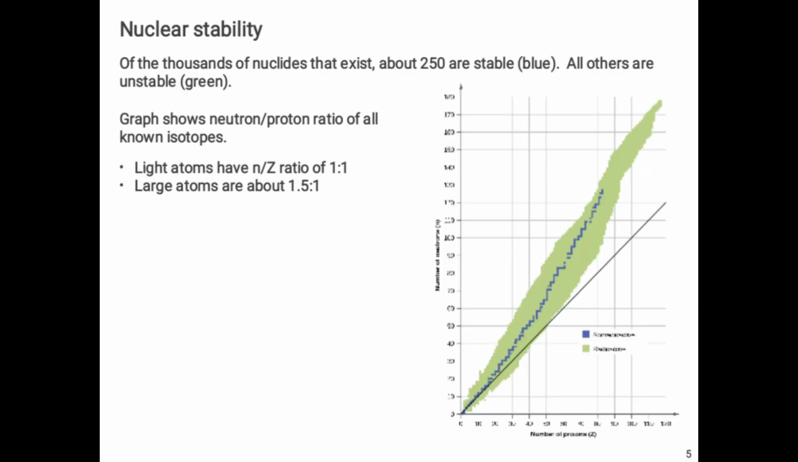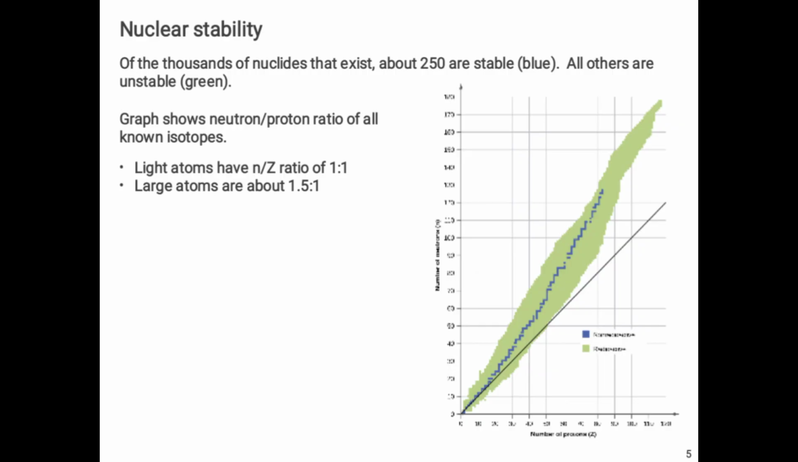Now, regarding nuclear stability: of the thousands of nuclides, only about 250 are stable. The stable ones are shown in blue color, there are 250. All the others are unstable and are shown in green color. Stable nuclides are blue, unstable are green.